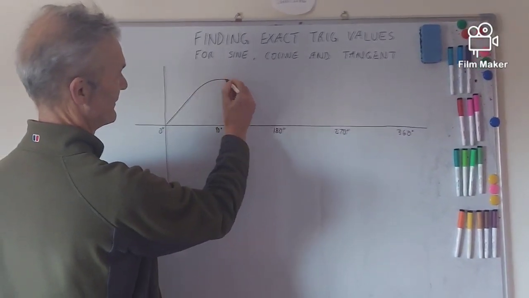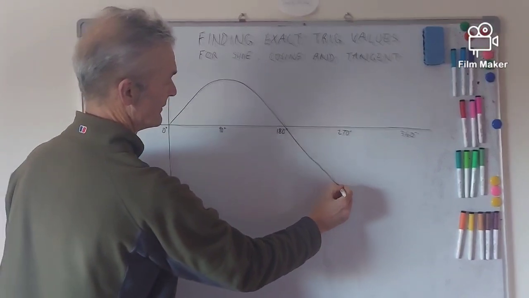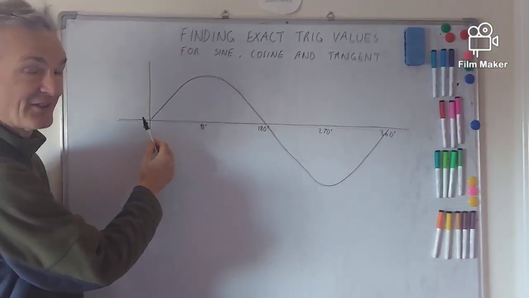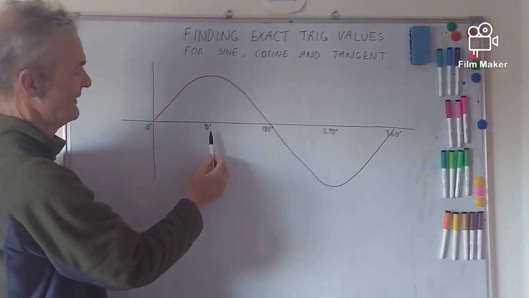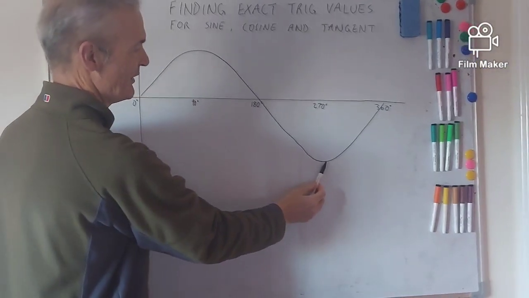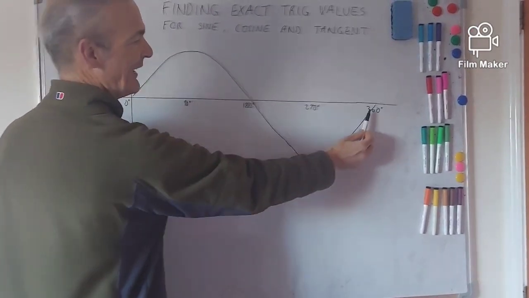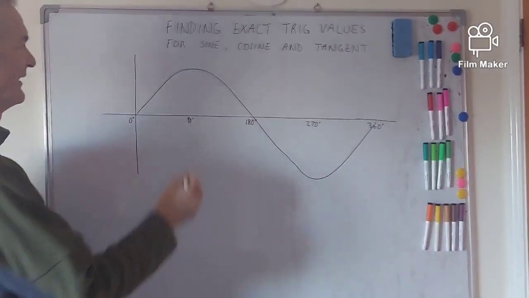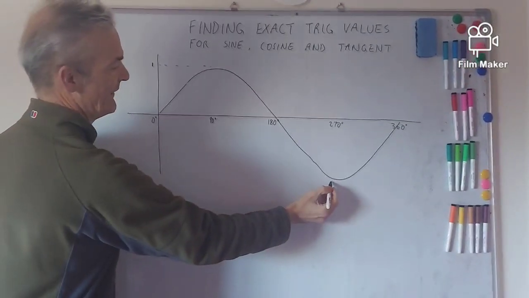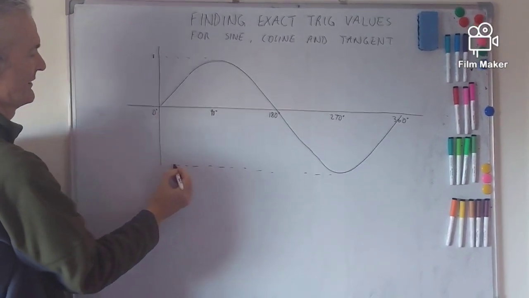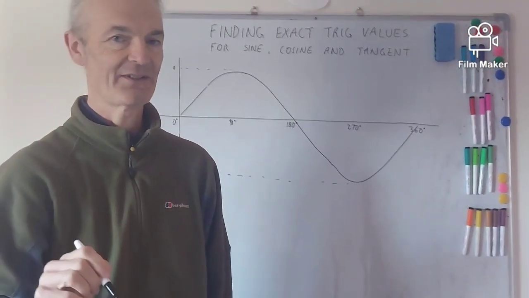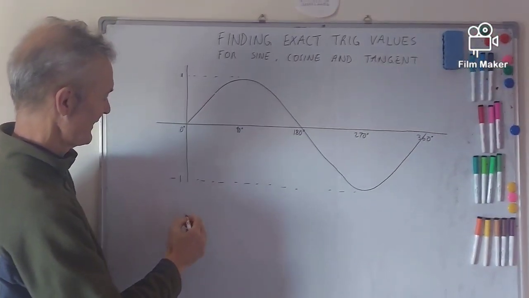As you can see with the sine curve, it starts at 0. Reaches a high point at 90 degrees, comes down through 180, so 0 there, low point at 270, and back to 0 at 360. So this high point here is going to occur at 1, and this low point here will occur at -1. So if we want the exact values of sine, we can find them like this.